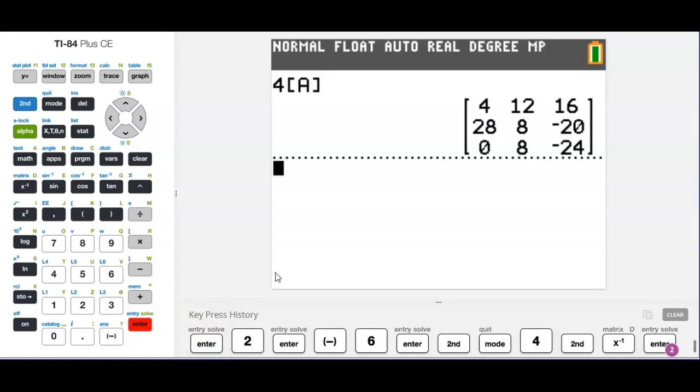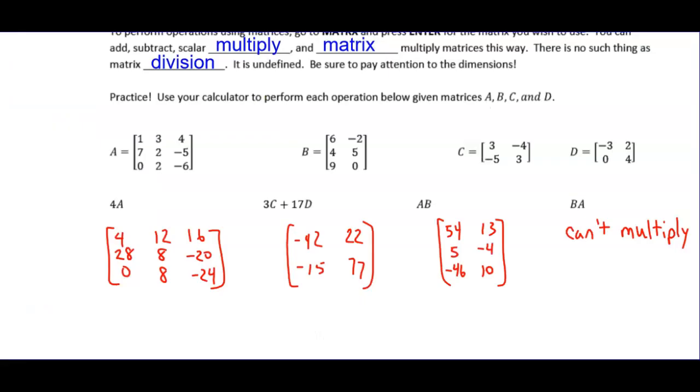All right, so we're going to do the same thing with matrix B and C and D. You can just enter those into the matrix menu, and once they're all carefully entered, you can come back to the home screen and tell it to do these calculations. So you can pause this here and use it to go back and check.